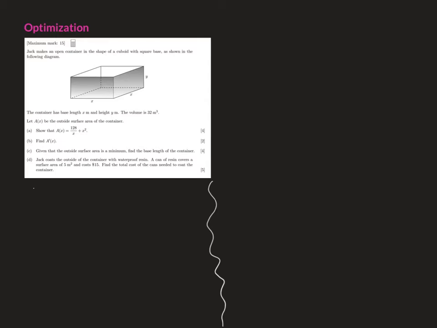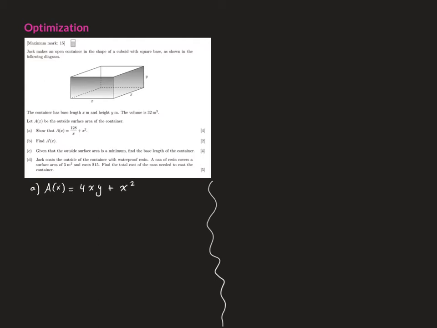So we're going to start by finding the area of the container, and we need to keep in mind that since it is an open container, that means it doesn't have the top lid. So what we have to do is find the area of each of these faces and then multiply it by 4 because we have 4 faces, and then add it to the base. So the area is going to be A of x equals 4 times the area of the sides, x times y, plus 1 times the area of the base, x squared.